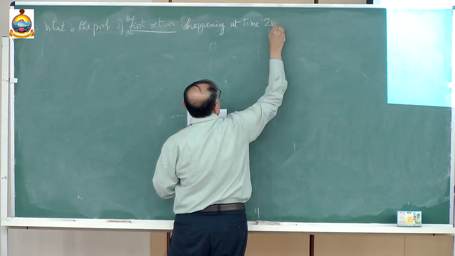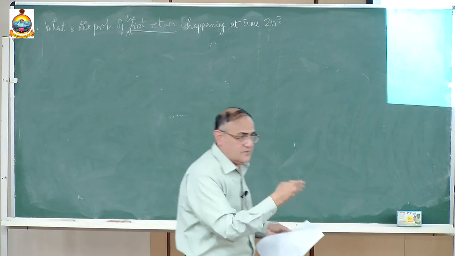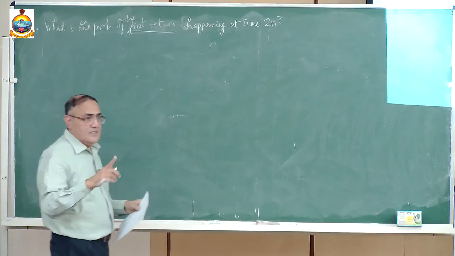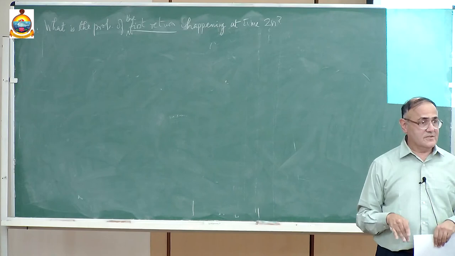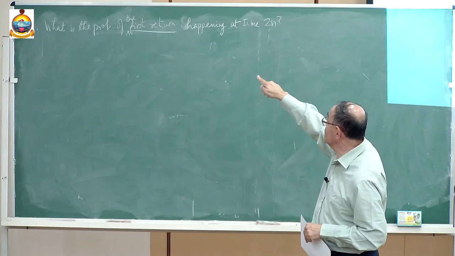Why am I saying 2n? Because I'm starting at the origin. If I have to come back to the origin, 0 is an even number, so I have to have an even number of steps, and I may as well call it 2 times something. So I'm asking, what is the probability that the first return to the origin has happened at time 2n? I'm not asking what is the probability to be at site n. That we have worked out long ago. But now I'm asking a question about the time.